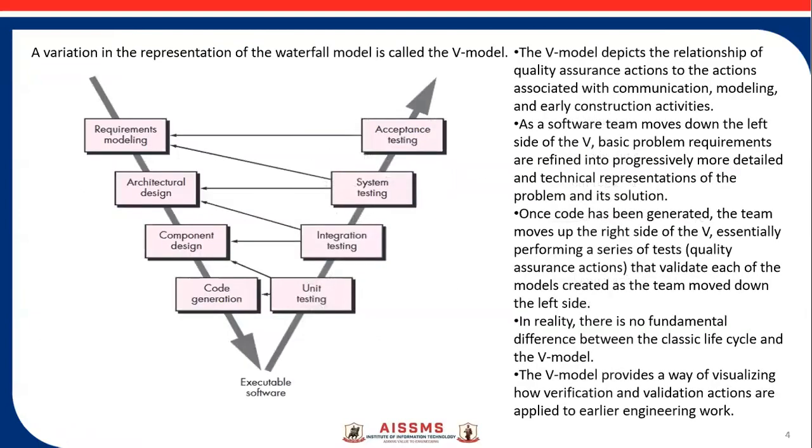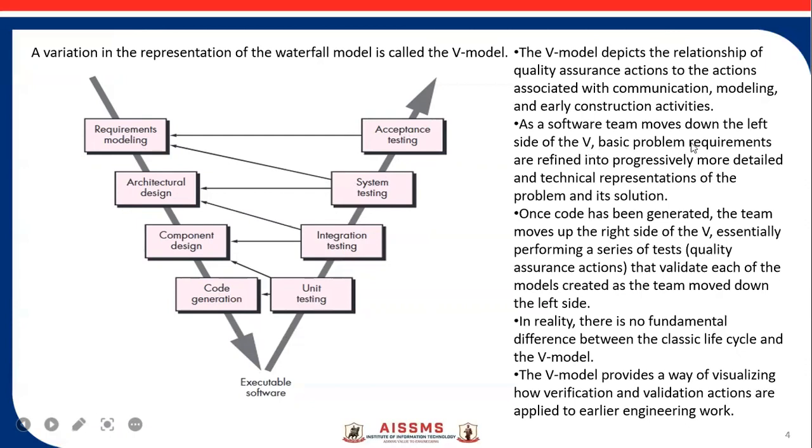There is one more variation of the waterfall model, and that variation in the representation of the waterfall model is called the V model, because it is in the form of a V. That's why it is called the V model. The V model depicts the relationship of quality assurance actions to the actions associated with communication, modeling, and early construction activities. It is basically revalidating. It goes downwards and then again upwards to check all the things once again.